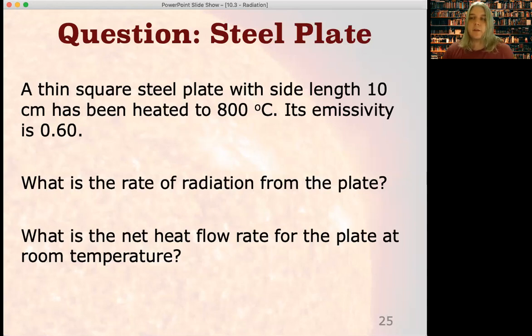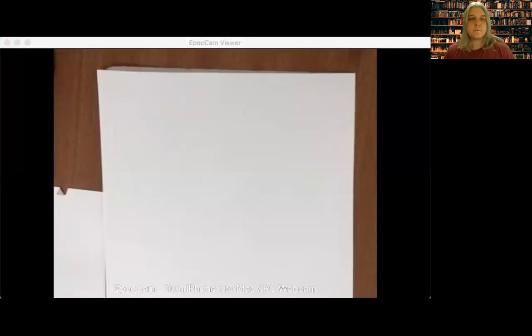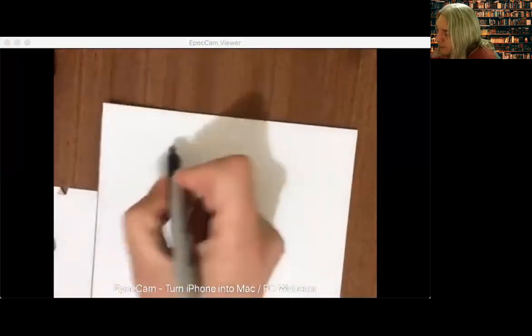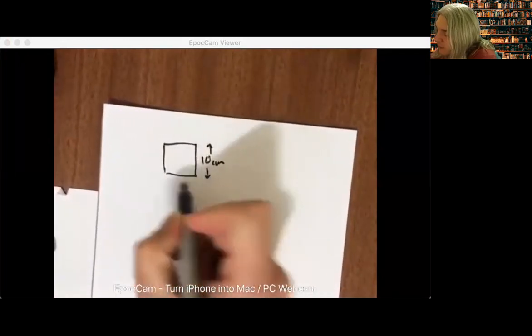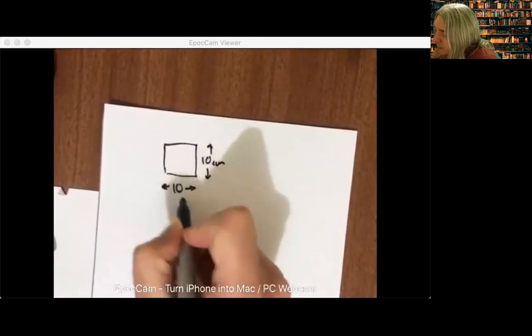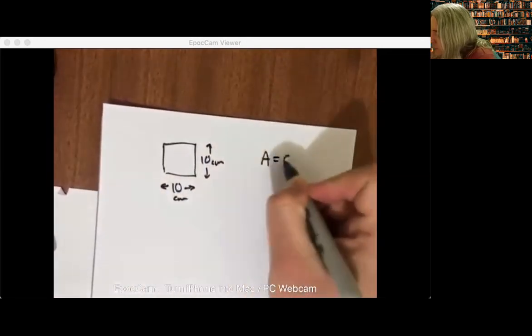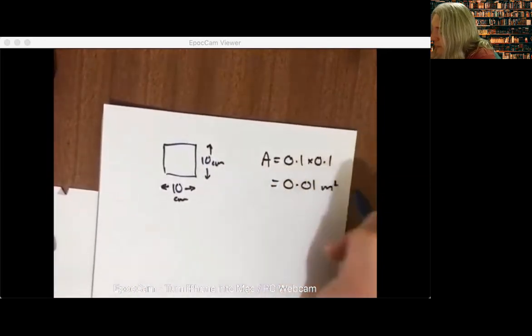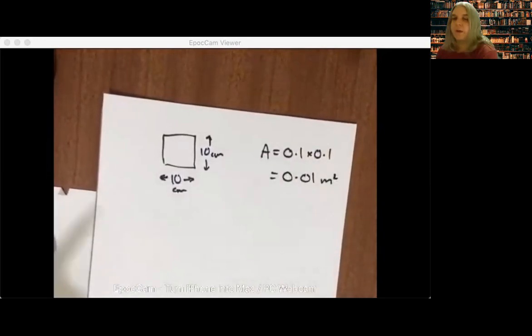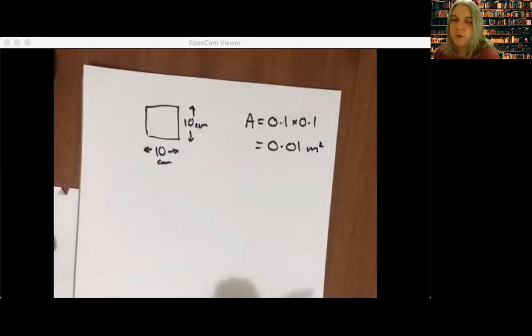So hopefully you've all had a go at this by now. Otherwise, pause the video, do have a go at it. But I will jump over to my document camera and we'll work through this one. So first of all, we are told that the square steel plate has 10 centimeter sides. And that means that we have an area of 0.1 times 0.1 or 0.01 square meters in SI units, just because that's what we need for our equation. So we've got 0.01 square meters.